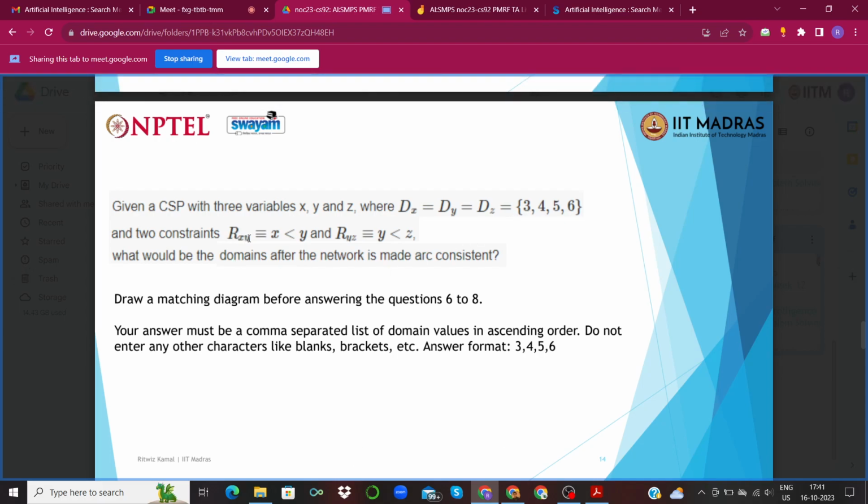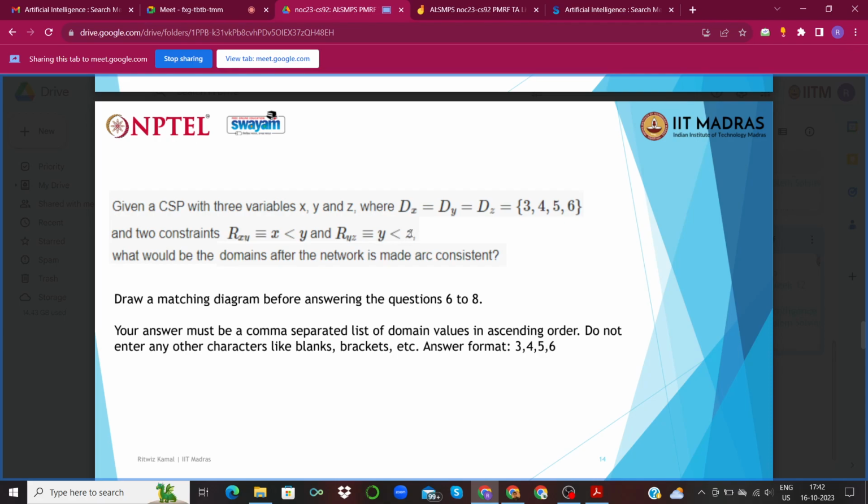There is one constraint between the variables x and y, which says that x has to be less than y. So whichever number you assign to x, that has to be less than the number you assign to y. And similarly, the constraint between y and z is that you have to assign a number to y that is less than the number assigned to z.